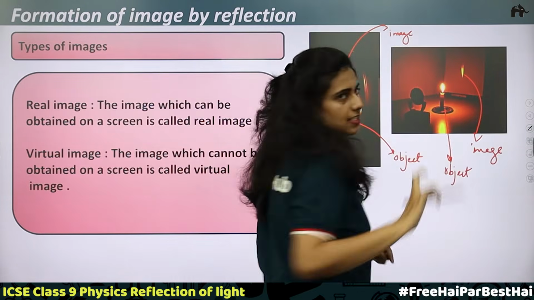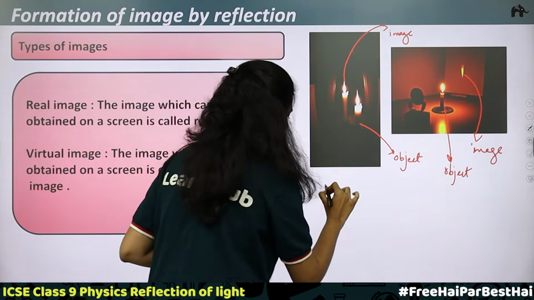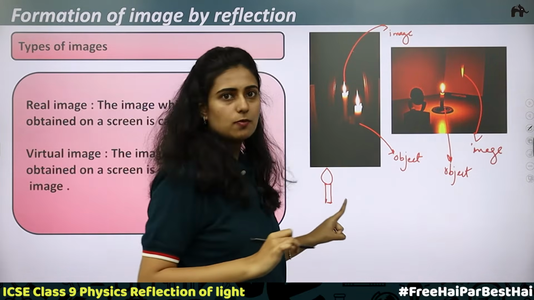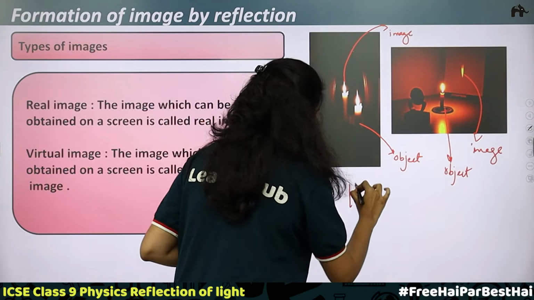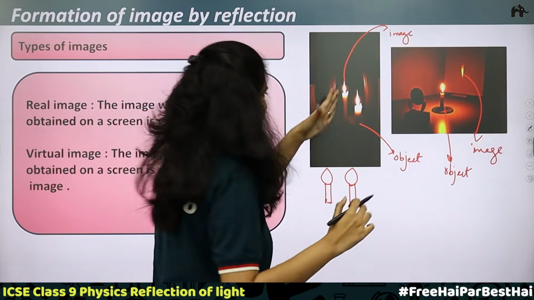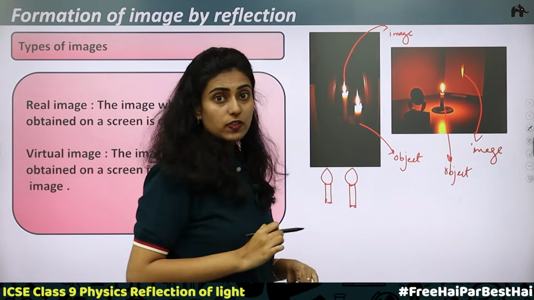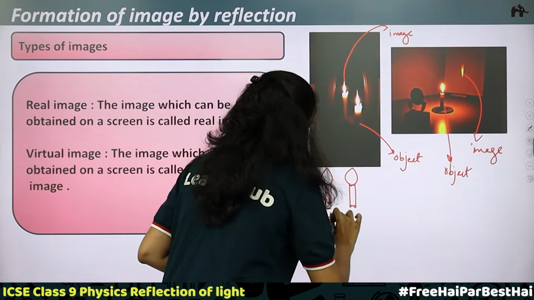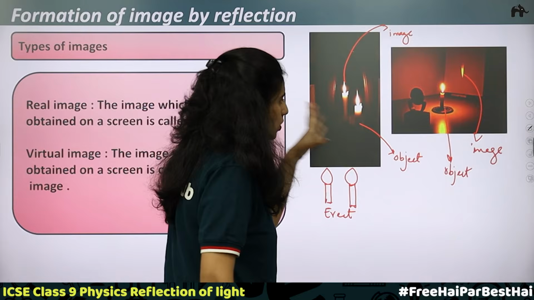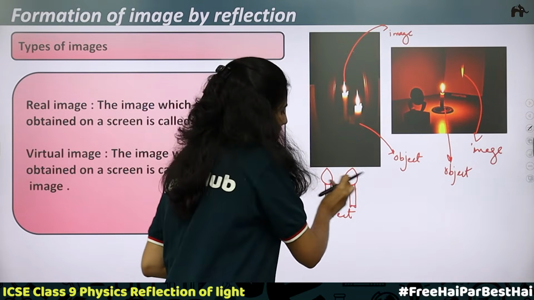One more difference exists. What is it? Here in this case, this is how the object is. The object is a candle. And you are able to see the image is also in the same way, the same thing, the same size. This type of image we call an erect image. So this is a virtual image and this is also an erect image. This is of the same type.